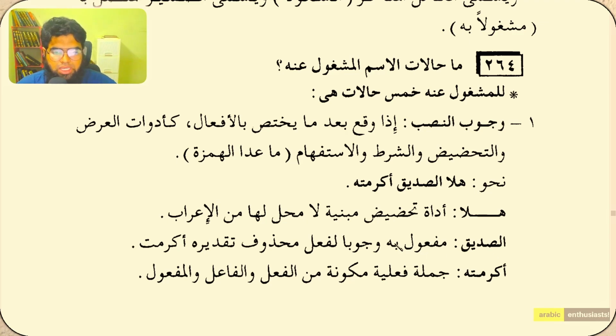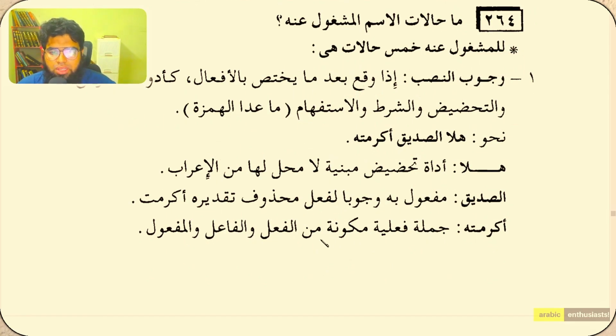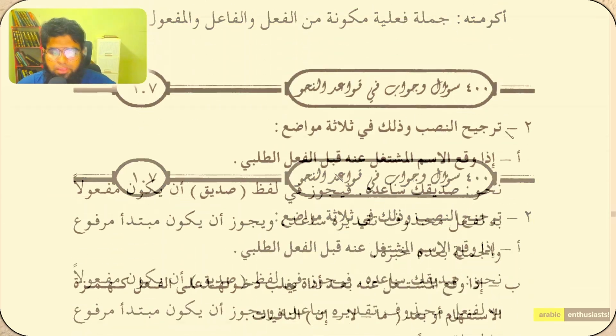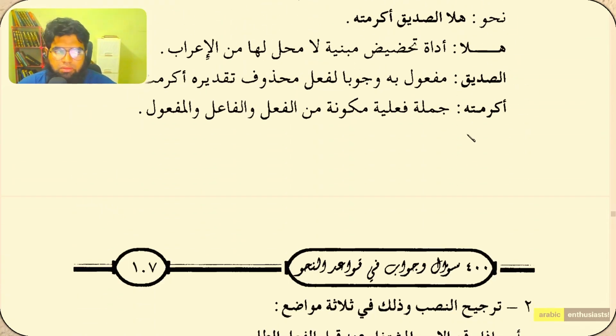الصديق مفعول به وجوبا. This is مفعول به وجوبا. You have to make it منصوب because هلا can only come with verbs. Why bring it with nouns? لفعل محذوف تقديره أكرمت. There's a verb which is hidden. أكرمته جملة فعلية مكونة من الفعل وفاعل ومفعول. This is fine. And that was one where it's mandatory.